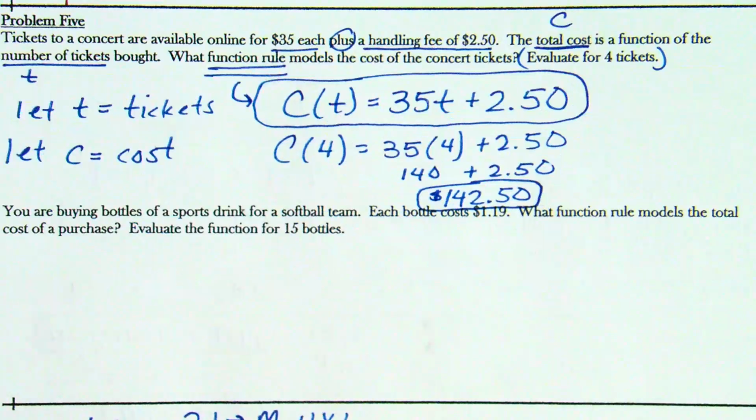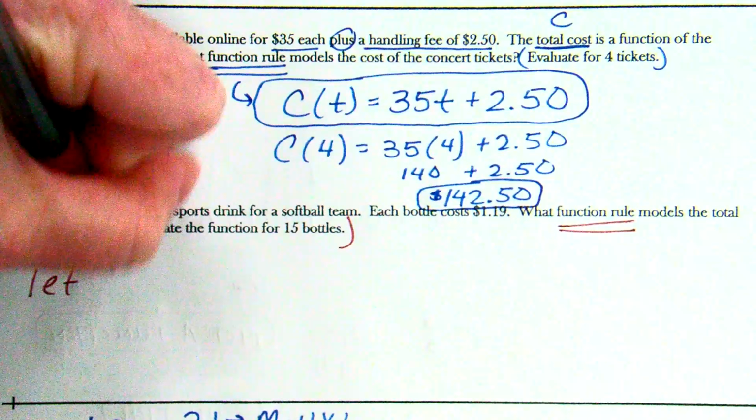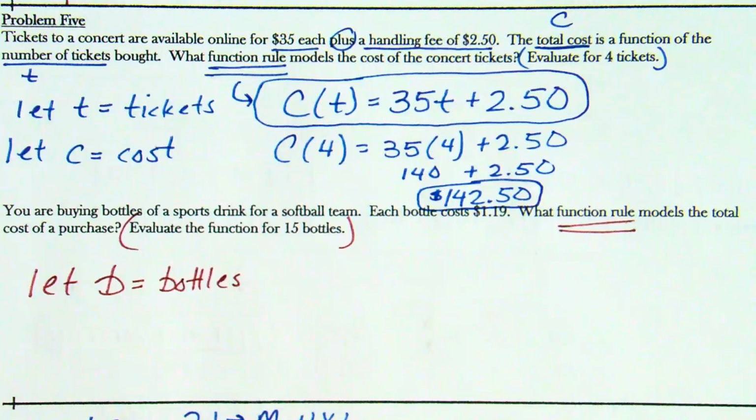This time you're buying bottles of sports drinks for a softball team. Each bottle costs $1.19. Notice what it says. Function rule models the total cost of a purchase. We'll evaluate for X number of bottles later. Okay. What do I need variables for? Okay, so first of all, eventually we're going to be evaluating for 15 bottles. That's eventually. So I need something for bottles. I'm going to use B for bottles. You can use something else.